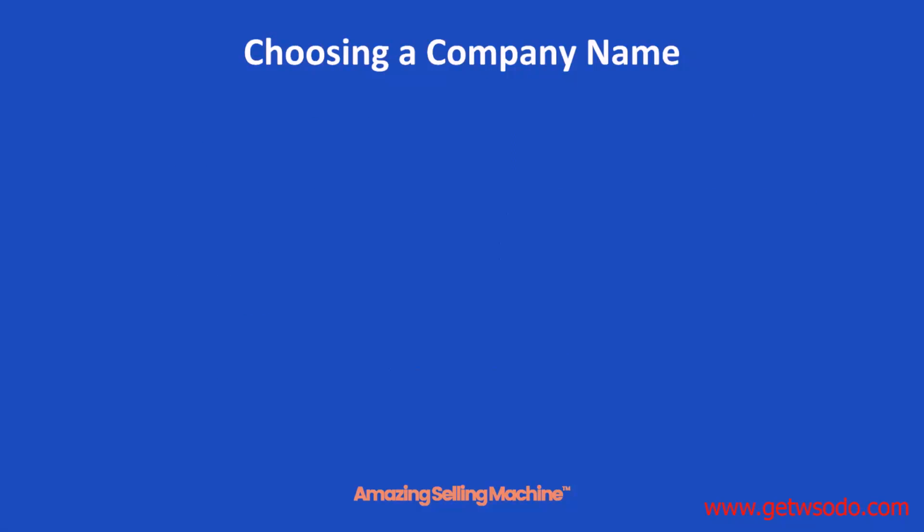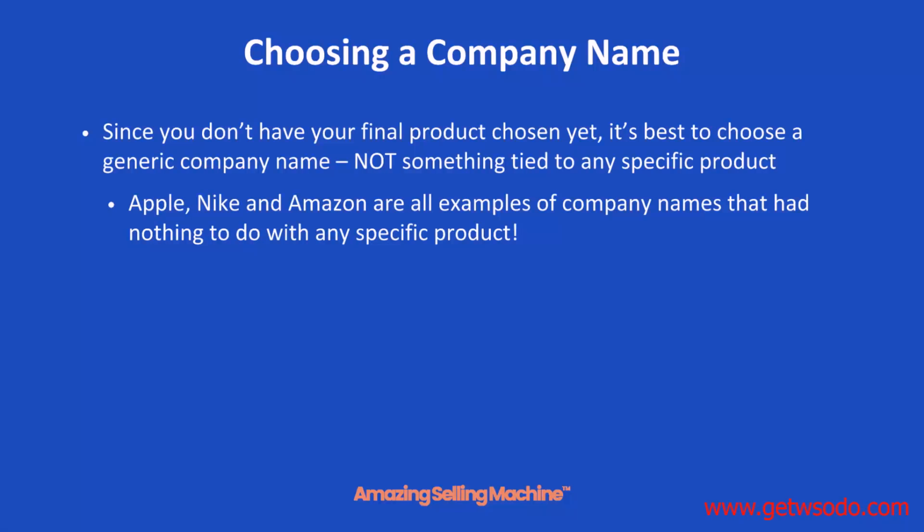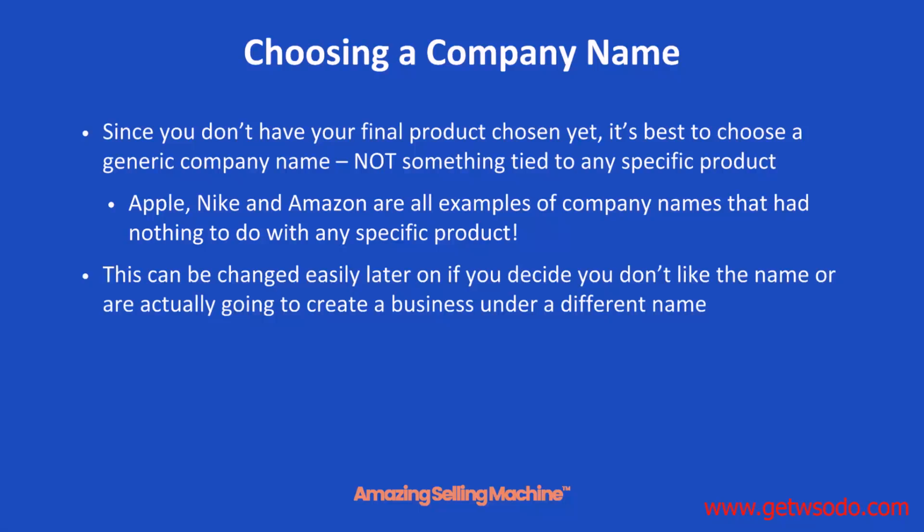Now, when choosing a company name to use on these profiles, it's best to have a more generic type of company name for right now. One reason is because you haven't chosen your final product yet, so you don't know exactly what it is. And the other is most big companies out there, they don't actually have a company name that's tied directly to a product or set of products. If you think about some of the biggest company and brand names out there like Apple, Nike, and Amazon, those names have nothing at all to do with the type of products that they actually sell.